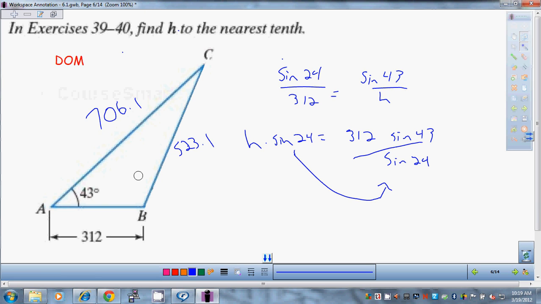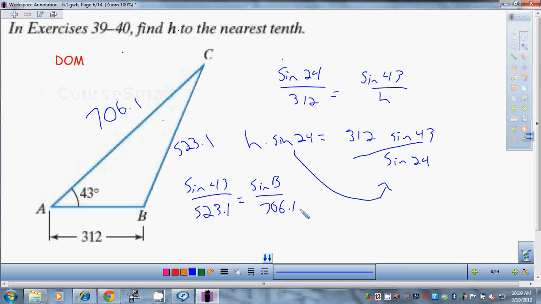Now, let's say this was given to us in the problem, and we have to find angle B. Watch what happens when you use law of sines to find an angle. You're going to do it the exact same way. Let's just use what we've got. Sine of 43 over 523.1 equals sine of B over 706.1. Right? No different. Only difference is we're looking for an angle, not a side.